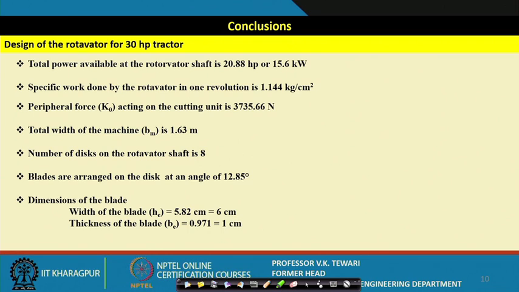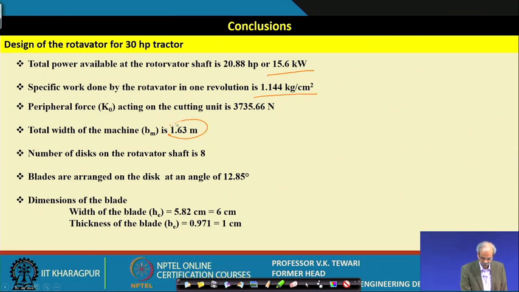Well, you can have a look at this. The total power is about 15.6 kilowatt. The specific work done is about this. Then the total width of the machine is 1.63 meter. The number of discs is 8 here, and the dimensions of the blades are right here. These are the dimensions of the blades.